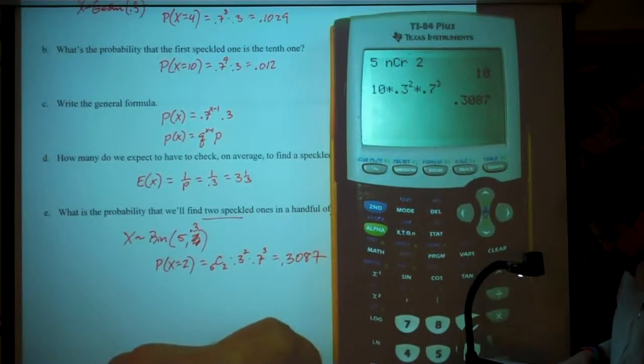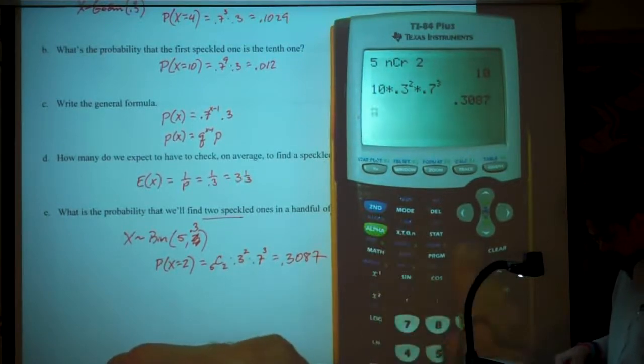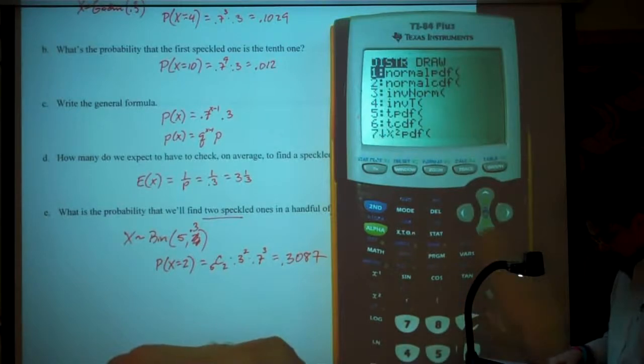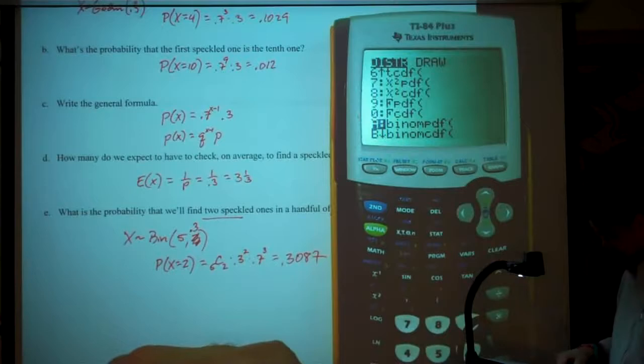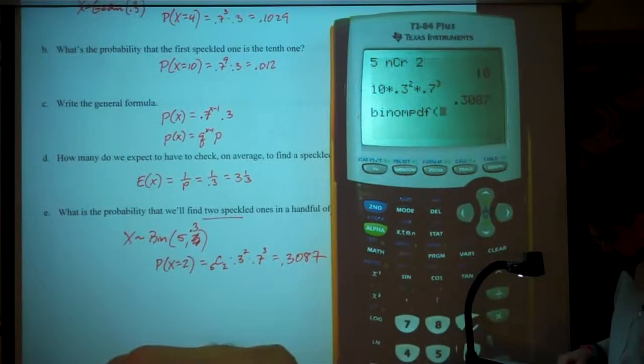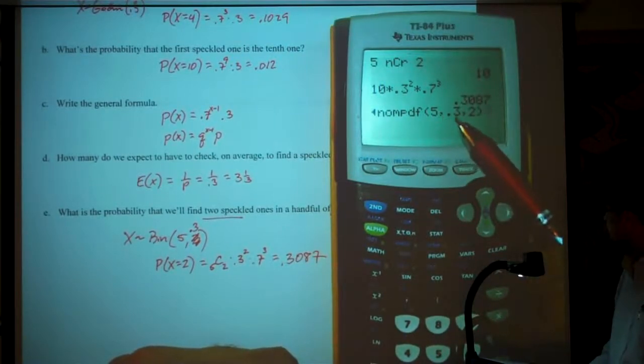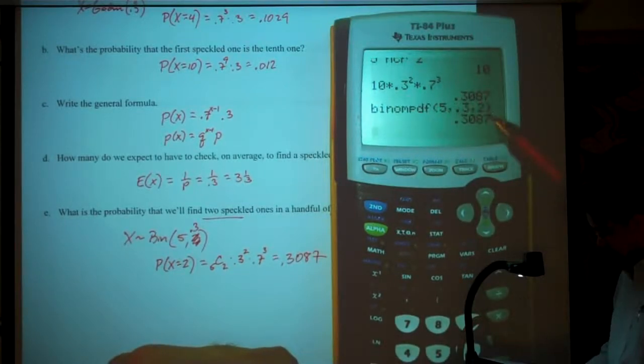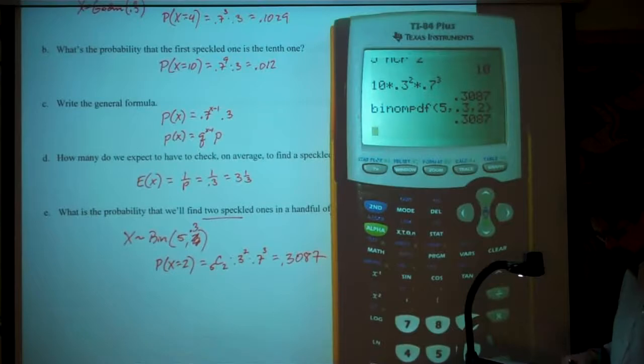Let's do it the dirty, rotten, cheater, stinking, easy way. Okay? And the easy way is to say second distribution, and I'm going to go down to the binomial PDF. There it is, binomial PDF, and I'm going to say binomialpdf(5, 0.3, 2). Okay? This is the probability out of 5 trials and a 0.3 success on each trial that I will have 2 successes. Enter. Hey, look at that. Exactly the same answer. 0.3087.